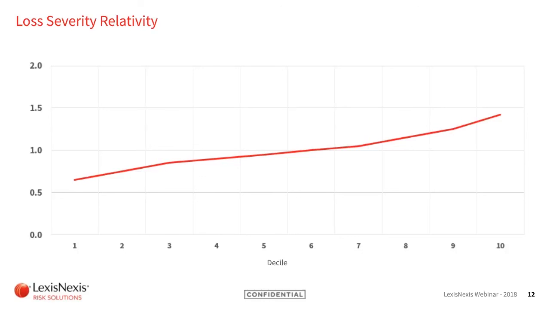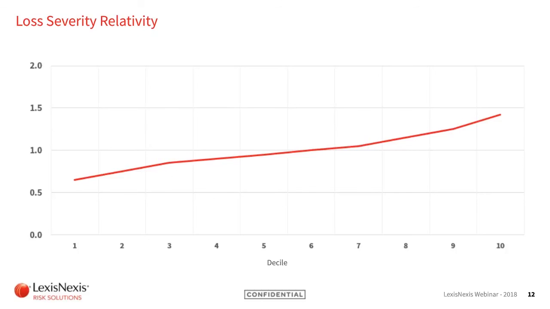Each particular bucket is 10% of the claims. Going from left to right, you're getting higher scores. In particular, your bin one policies are coming in at 64% of the average loss severity relativity. And this is a good result because you're finding policies with significantly lower risks. It's also a good result because we're seeing strong, consistent segmentation.